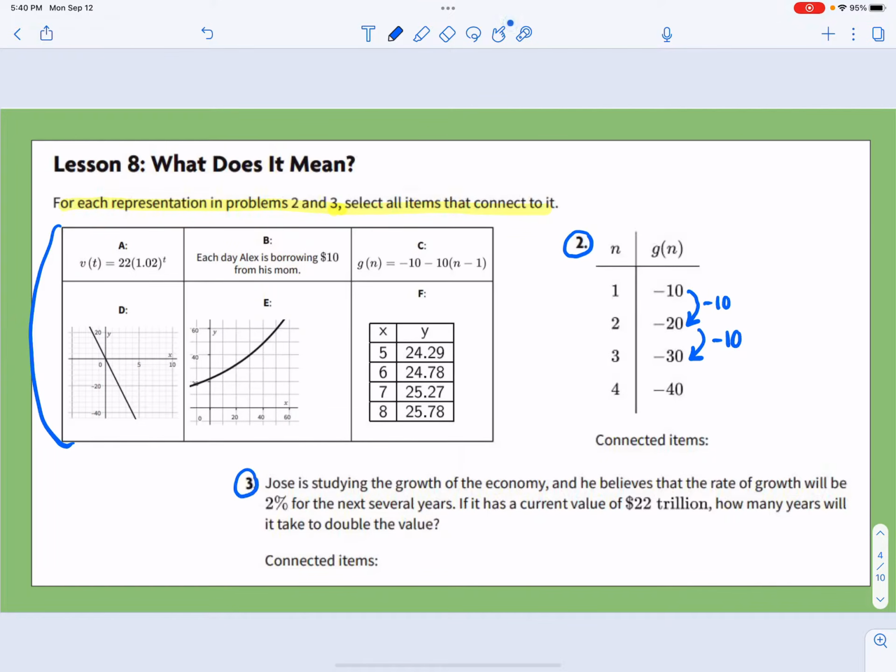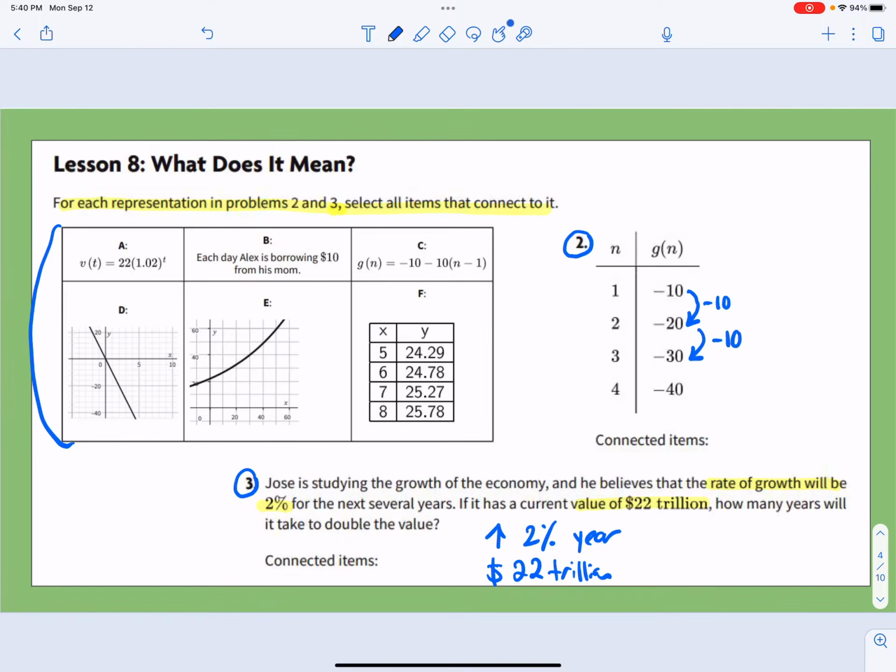Number 3 says Jose is studying the growth of the economy. He believes that the rate of growth will be 2% for the next several years, and the economy has a current value of 22 trillion. How many years will it take to double the value? So what we see in this one is we have a rate of growth, so we're increasing by 2% a year, and we have a starting point of $22 trillion.